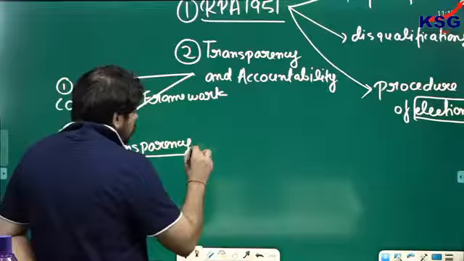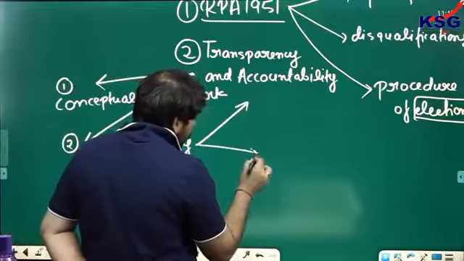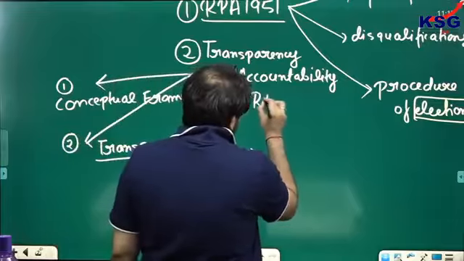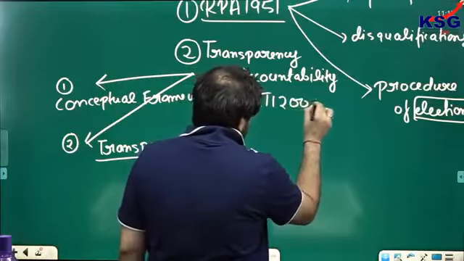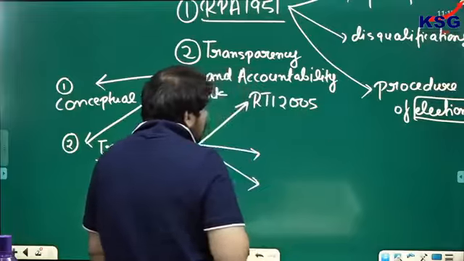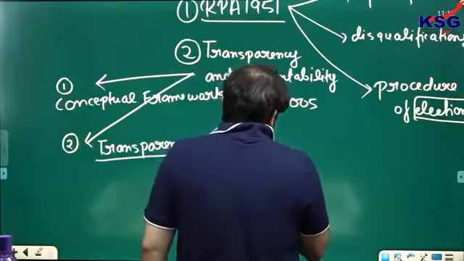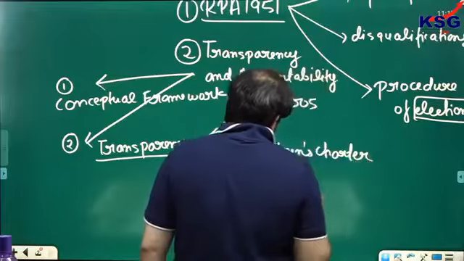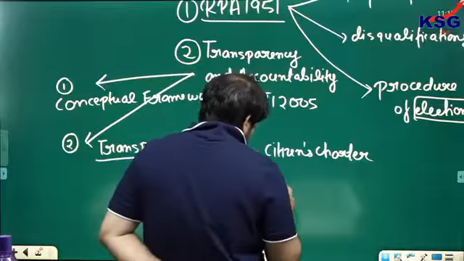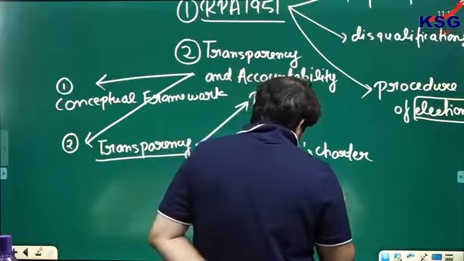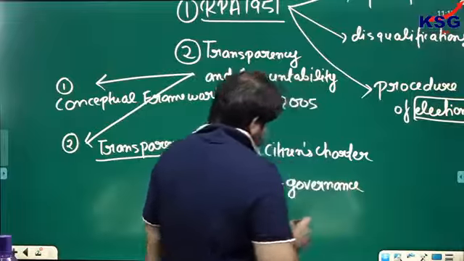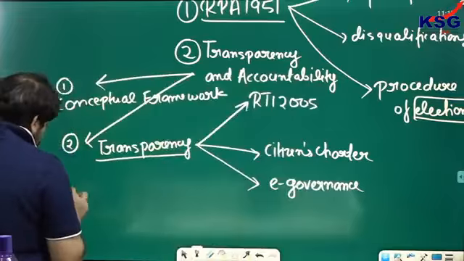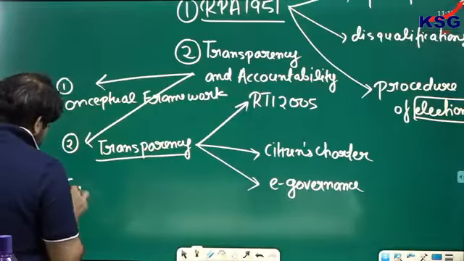Subject of transparency includes three ways in which we can divide it. That is Right to Information Act 2005. What is the RTI? Then you have the concept of Citizens Charter, and then associated with that is the concept of e-governance. These are three things that we'll take a look at in transparency, okay, along with understanding the question of transparency. Then we'll take a look at accountability.